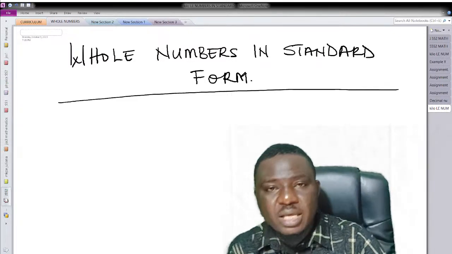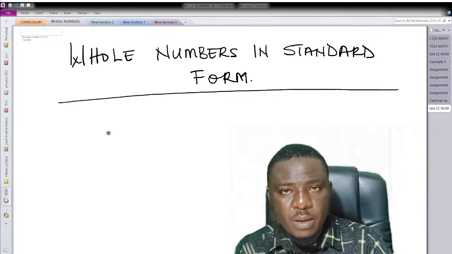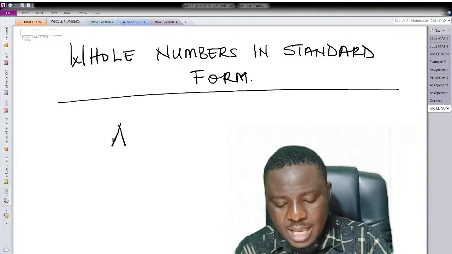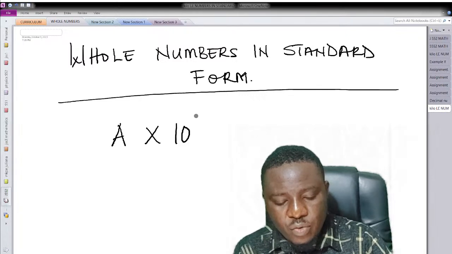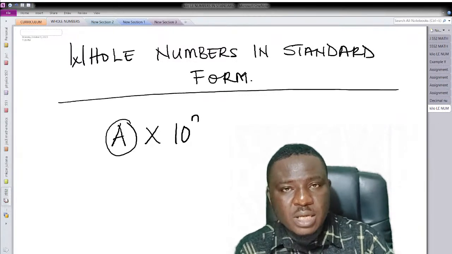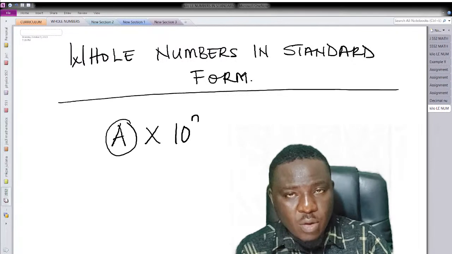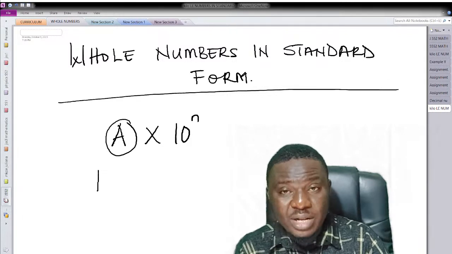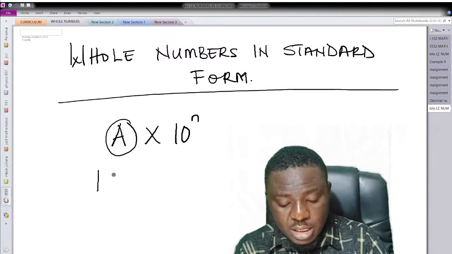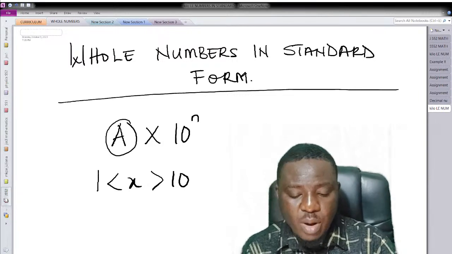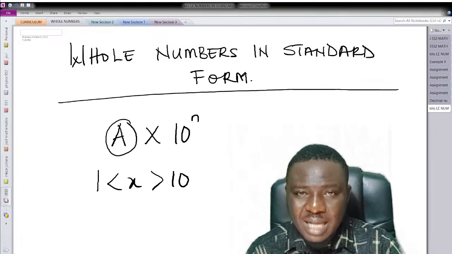Okay, a number is said to be in standard form if it can be expressed in the form A times 10 raised to the power of n, where A is a number greater than 1 but less than 10. So any number that can be expressed in this form, A times 10 raised to the power of n, is said to be in standard form.